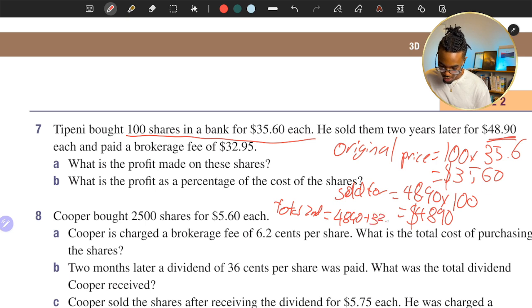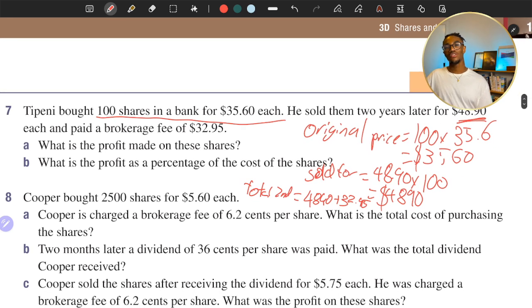Total selling cost equals 4,890 plus the brokerage fee, 32.95. And all a brokerage fee is, is what you have to pay for selling or buying shares. So if you buy shares through my company called, I don't know, Best Share Buyer in the World 101, you will have to pay me, I don't know, $20 to do that. And that's all the brokerage fee is. That equals 4890 plus 32.95, which equals 4922.95.